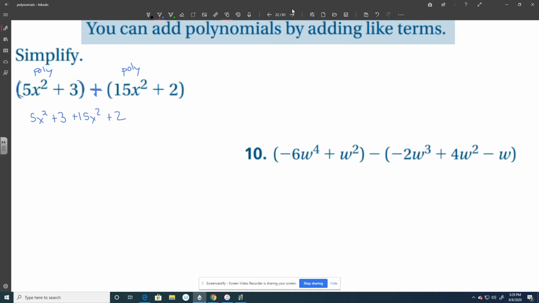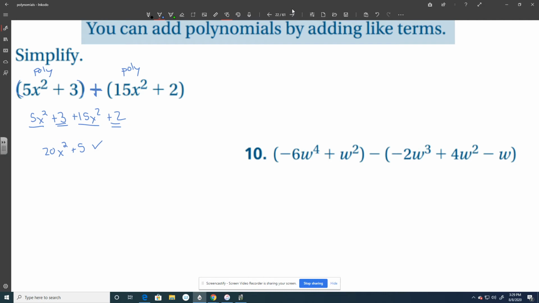So I just rewrote it, and now I'm going to put my like terms together. I've got x squareds. I've got 5 of them right here and 15 of them right here. So when I add those, that becomes 20x squared. And then I have a 3 and a 2. So plus 3 plus 2 becomes plus 5. That's my constant. So that would be my simplified version.